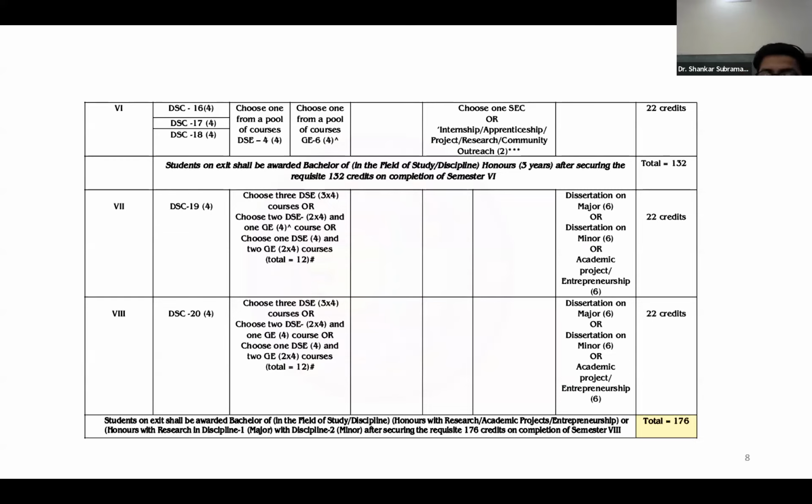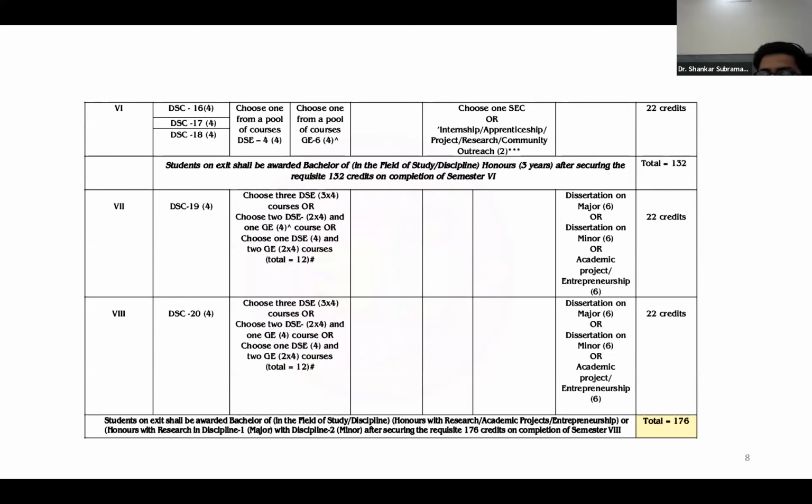The same structure is redistributed for the 8th semester also, where the DSC is to be of 3 DSC papers of 4 credits or 2 DSC papers of 4 credits plus 1 GE paper of 4 credits. Similarly, we'll have a major dissertation here of 6 credits or minor dissertation of 6 credits. The dissertation on major and minor are in the field of the major and minor chosen. So the specifics of major and minor decide the dissertation credits here.